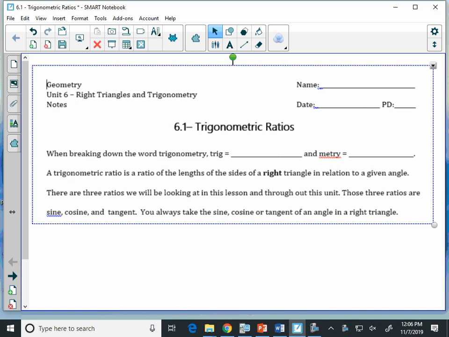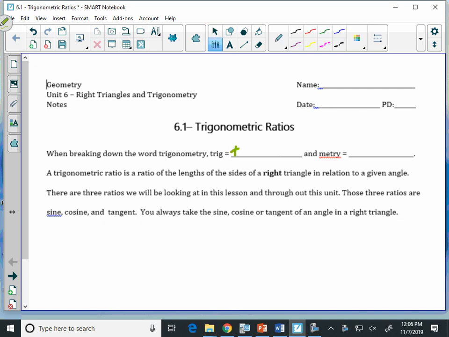When breaking down the word trigonometry, trig means triangle, and metry means measure. So we can use trigonometry to find the measures of triangles, and specifically what we are going to focus on in geometry is the measurements of right triangles. You can also use this for non-right triangles, but we won't really dive into that in geometry. That will be in higher up math.